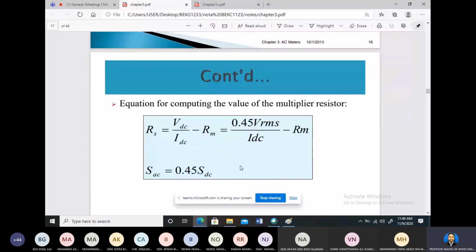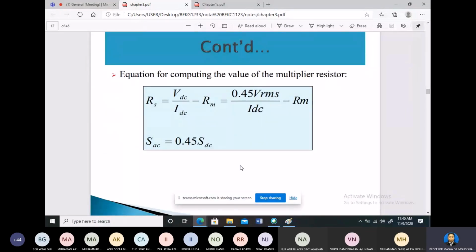So this is the formula to calculate the multiplier resistor. This is the standard formula for the half wave rectifier. For the half wave rectifier, RS, the multiplier resistor, equals VDC divided by IDC minus RM. This is the standard formula to calculate the RS.